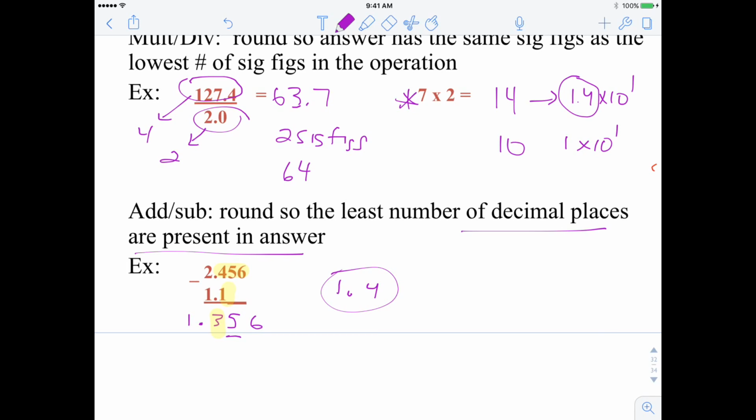Know these rules. When you multiply and you divide, then you round to the least number of significant figures. When you add and you subtract, you round to the least places of decimals.